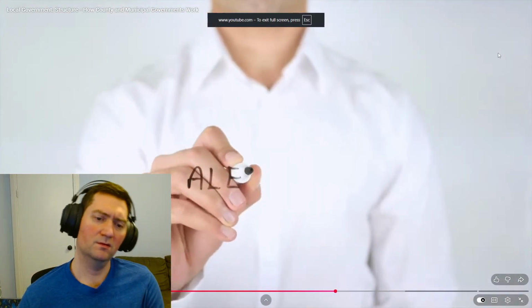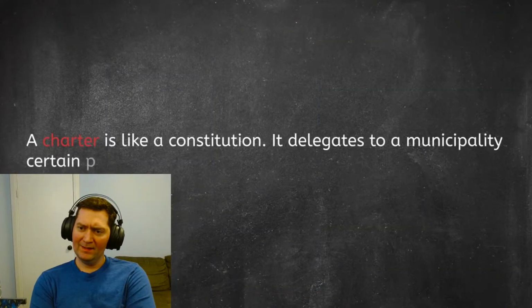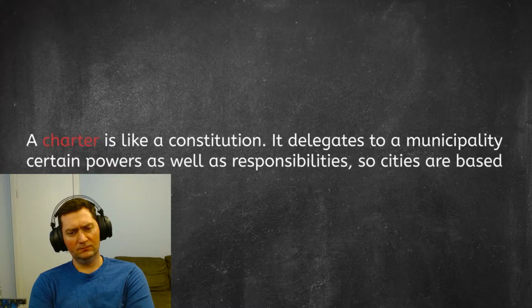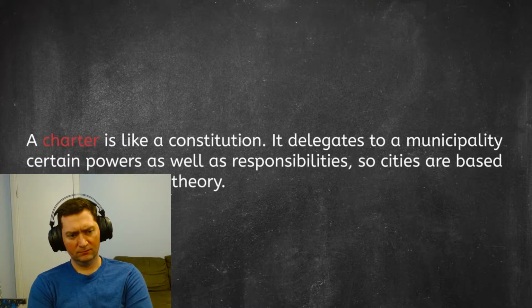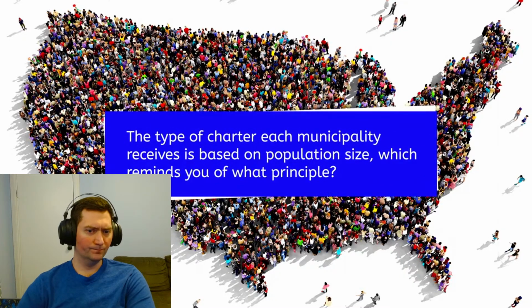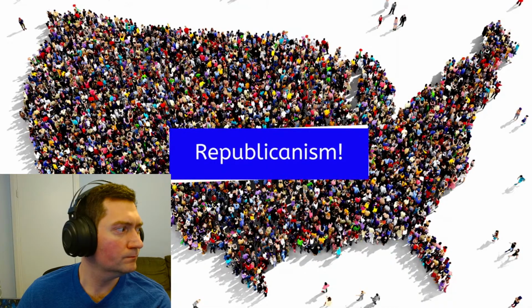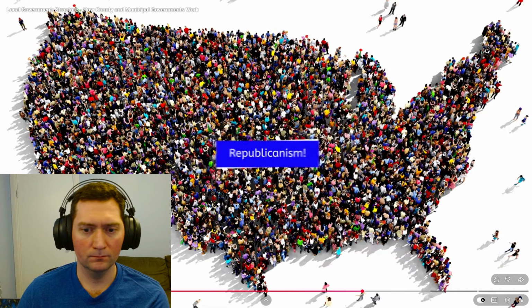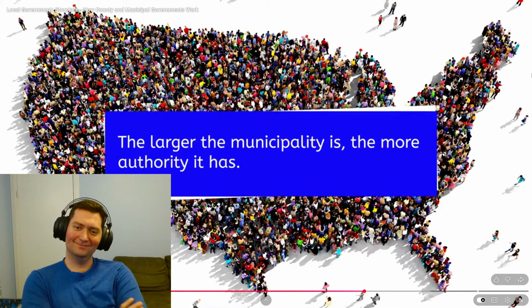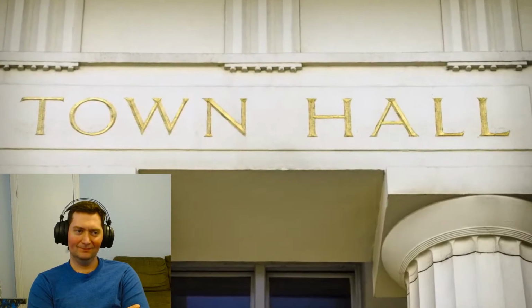Word alert! A charter is like a constitution. It delegates to a municipality certain powers as well as responsibilities, so cities are based on social contract theory. In the past, states would grant very specific and unique charters to each municipality. The type of charter each municipality receives is based on population size, which reminds you of what principle? Republicanism. I know that's what you were thinking. And the larger the municipality is, the more authority it has. And this authority ends up in a municipal government.